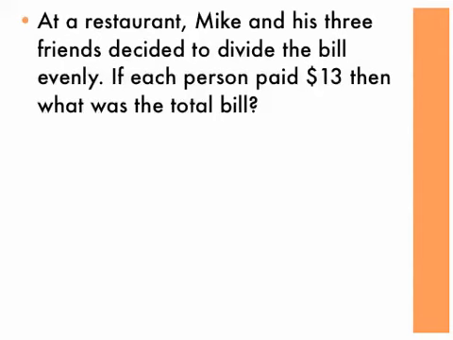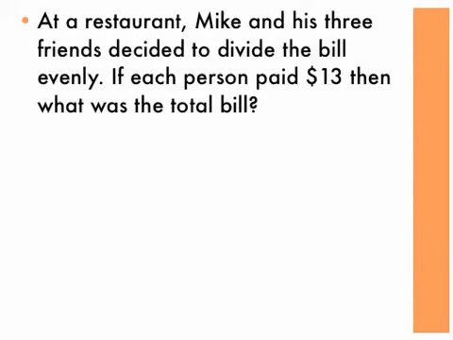The next example says, at a restaurant, Mike and his 3 friends decided to divide the bill evenly. If each person paid $13, then what was the total bill? Think of you and 3 of your friends sitting around at a restaurant, and the bill comes, and you all decide that you're going to split it and all pay the same amount. What you've done to that bill is take the total cost and divide it by how many people were there. Mike and his 3 friends were there, so there were 4 people total.